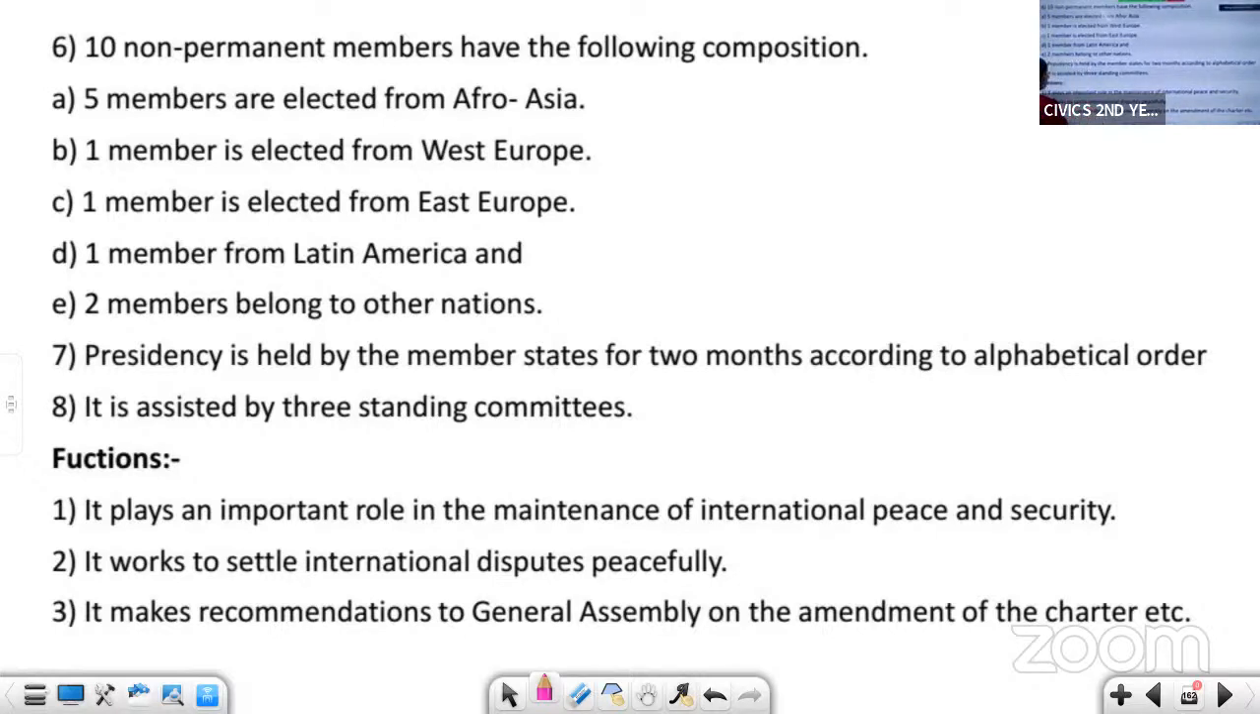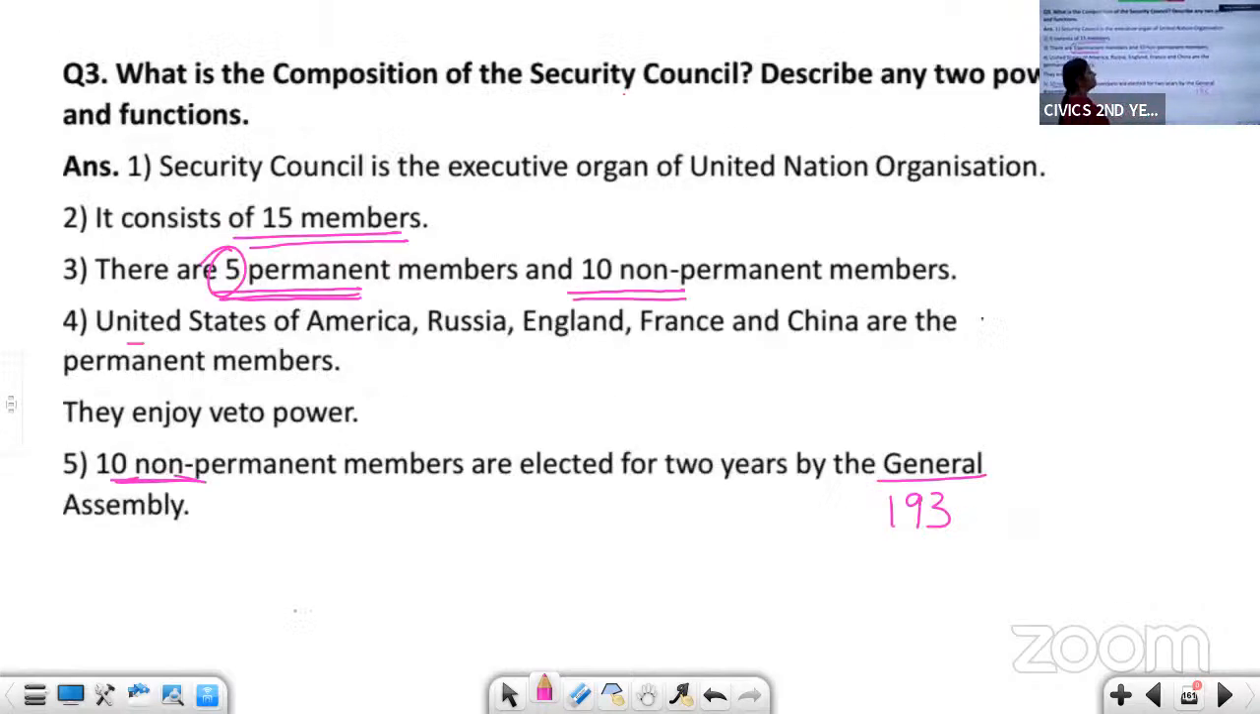Okay. What is Security Council? It is the executive organ of UNO. It has 15 members. 5 members are permanent members. 10 members are non-permanent members. So what are the 5 permanent nations of UNO? United States of America, Russia, England, France, and China. And all these 5 permanent members enjoy veto power.